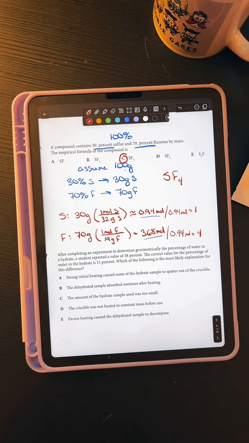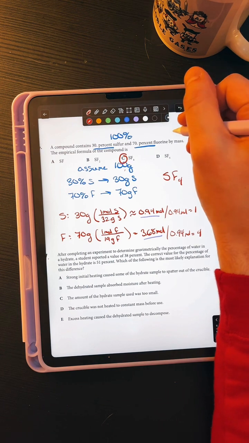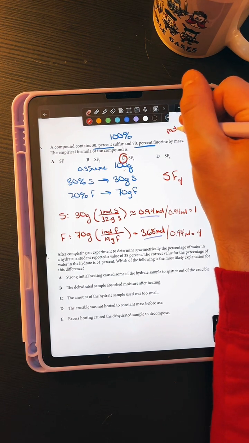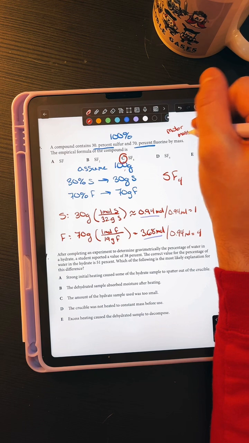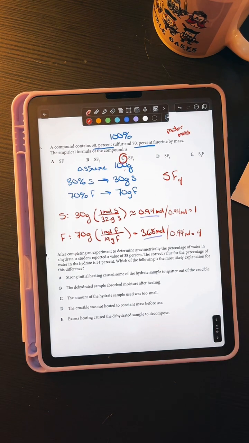What would be the molecular formula for this question? We would have to be given some additional piece of information. We would have to be told the molar mass of our molecular formula.